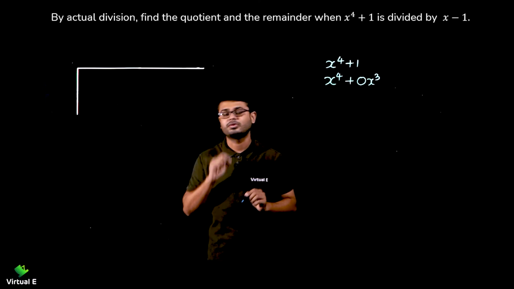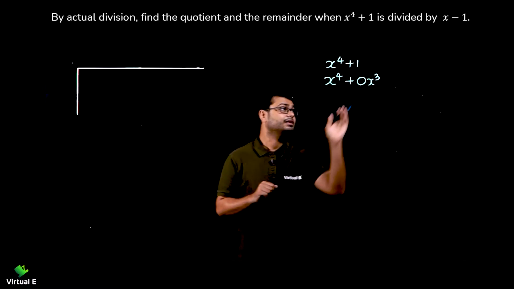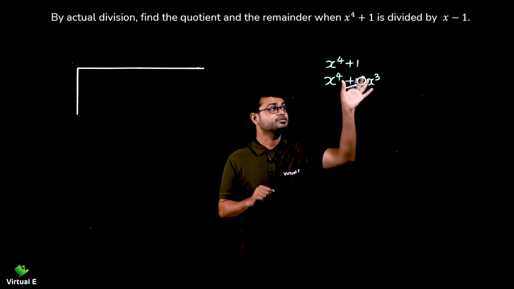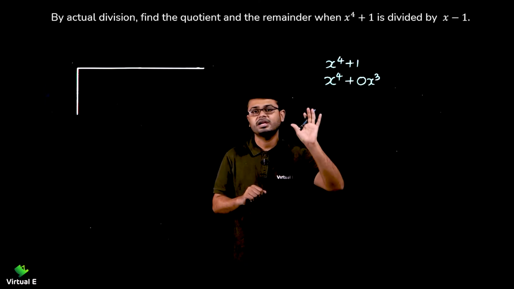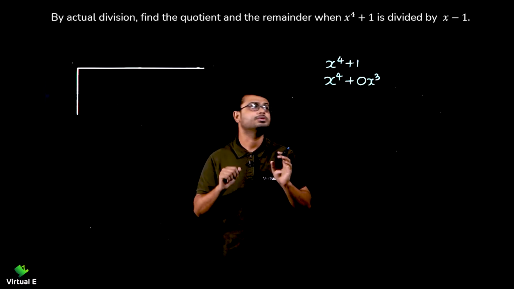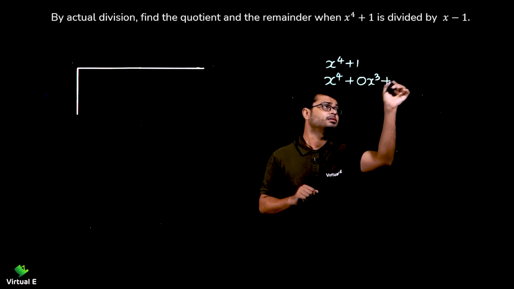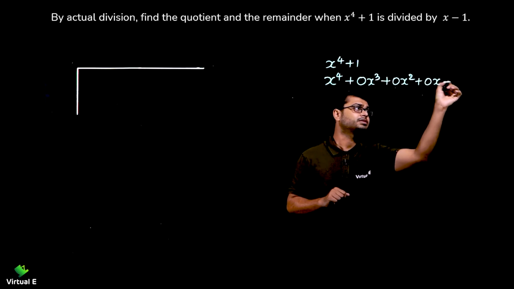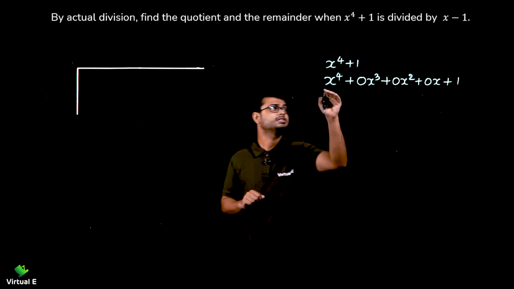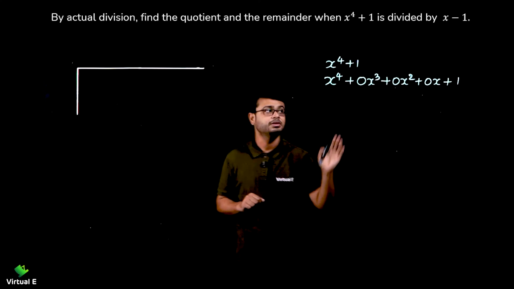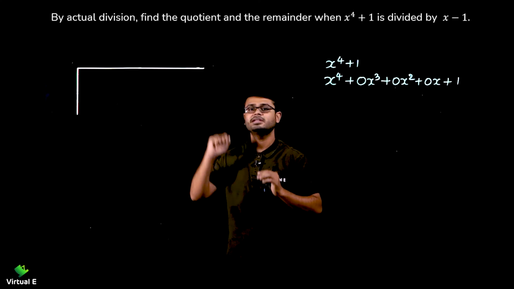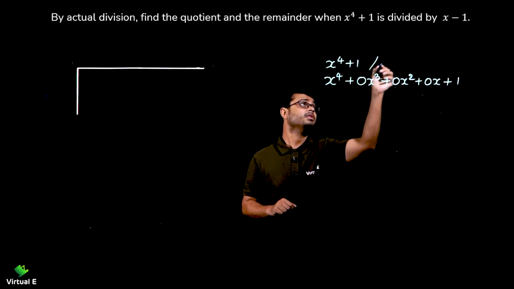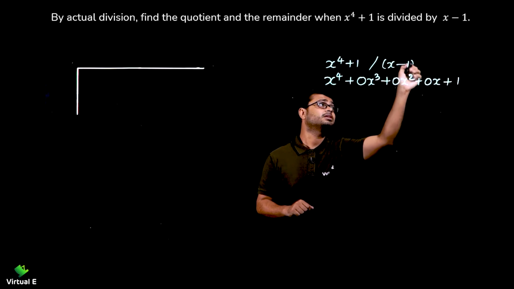Now why 0x raised to 3? The reason behind that, anything multiplied by 0 will be 0 only, right? So this term is just to help us arrange the things. You'll come to know when we do the sum. Then here 0 x square plus 0 x plus 1. See, we have the standard form now. This we are supposed to write in the dividend, remember. And for the divisor, we have x minus 1. Nothing to change over here.